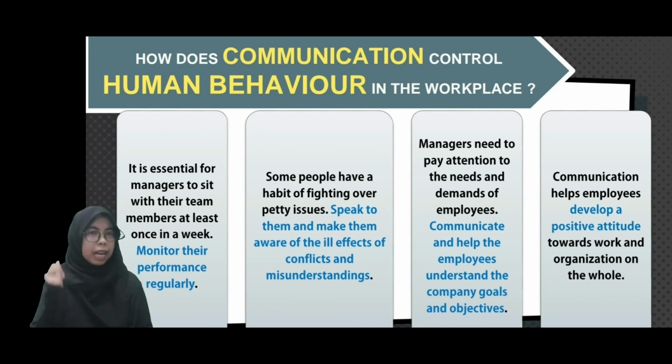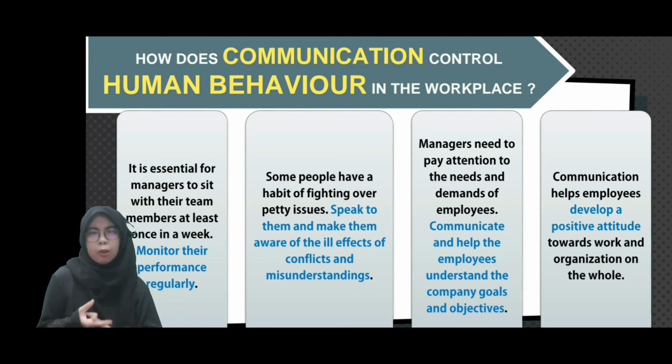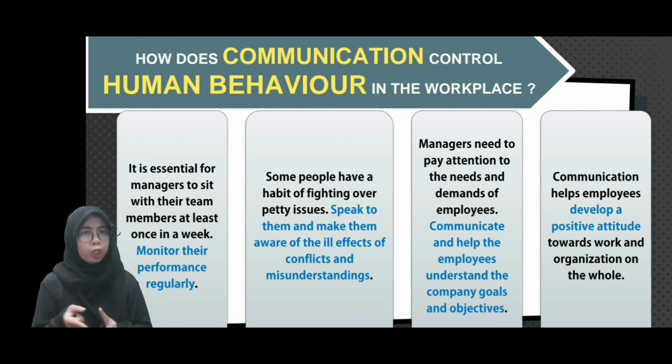Bagaimana komunikasi ini mengawal tingkah laku individu di dalam organisasi. How does communication control human behavior in the workplace?